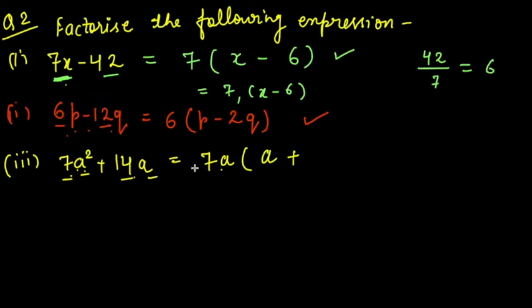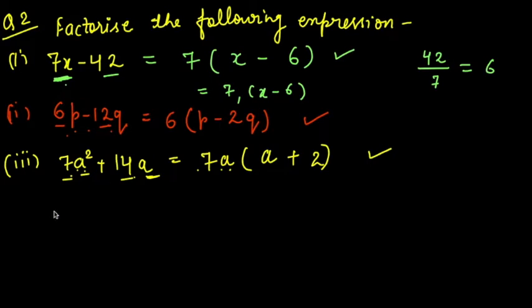Now out of 14, 7 is common, so what are you left with? 7 2s are 14, and there is only one a, which is already in common, so close the bracket. Your answer will be 7a into (a plus 2), which is the factor of the given expression.